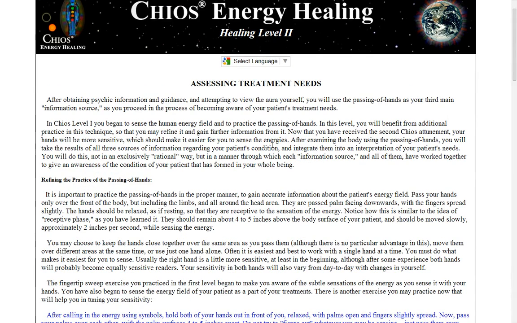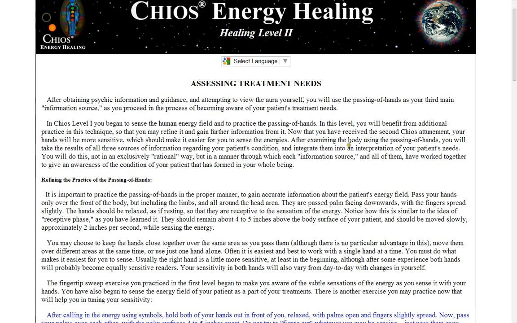Assessing treatment needs. After obtaining psychic information and guidance, and attempting to view the aura yourself, you will use the passing of hands as your third main information source as you proceed in becoming aware of your patient's treatment needs. In Chios Level 1, you began to sense the human energetic field and to practice the passing of hands technique. In this level, you will benefit from additional practice in this technique so that you may refine it and gain further information from it. Now that you have received the second Chios attunement, your hands will be more sensitive and conductive, which should make it easier for you to sense the energies.